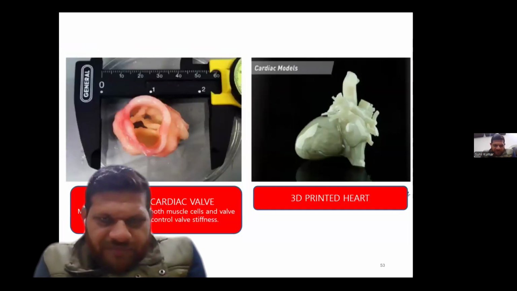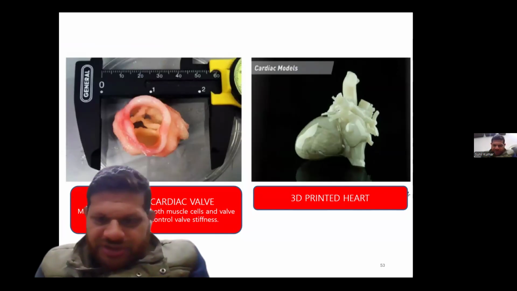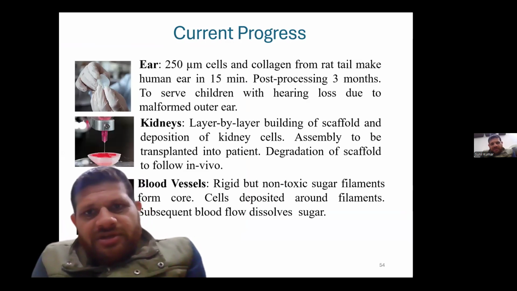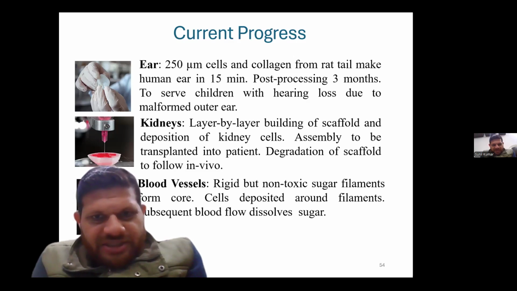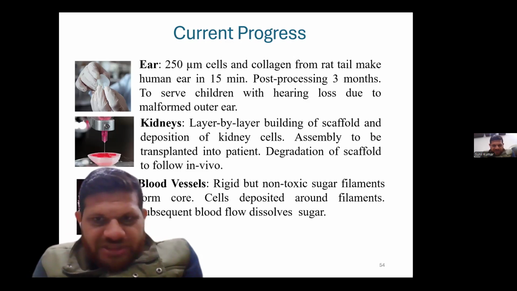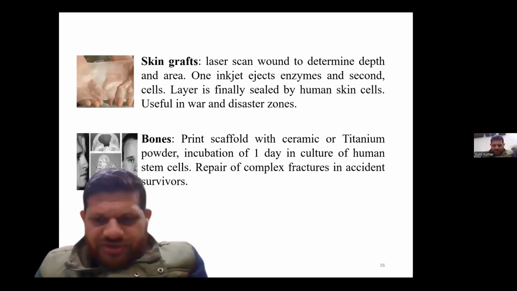And these are some examples: a cardiac wall and a heart have been 3D printed using cells. And currently, an ear has been generated of 250 micrometer cells and formed within 15 minutes. Post processing was 3 months, to serve children with hearing loss due to malformed outer ear. And kidneys have also been built layer by layer on a scaffold, depositing kidney cells, assembled to be transplanted into patients. Similarly, for blood vessels, a rigid but non-toxic sugar filament forms the core and cells are deposited around the filament; subsequent blood flow dissolves the sugars. Skin has been grafted and bones have been generated using 3D printing.